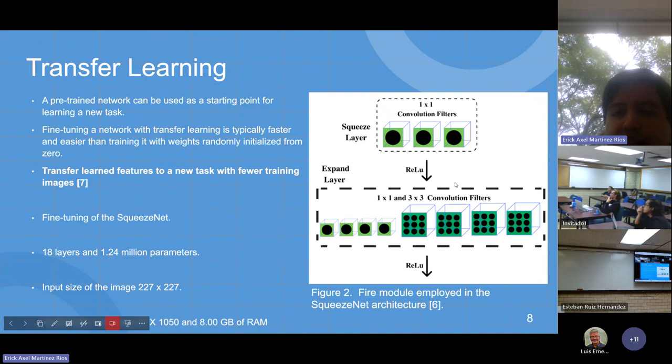A little bit about the architecture of SqueezeNet. SqueezeNet is composed of fire modules. The fire module basically consists of two layers. One is called the squeeze layer, which consists of 1x1 convolution filters, and the expand layer consists of 1x1 and 3x3 convolution filters that are applied to the input data in parallel. The squeeze layer allows us to reduce the number of parameters, and the expand layer allows us to learn multi-scale features, or features from different scales of the input image.